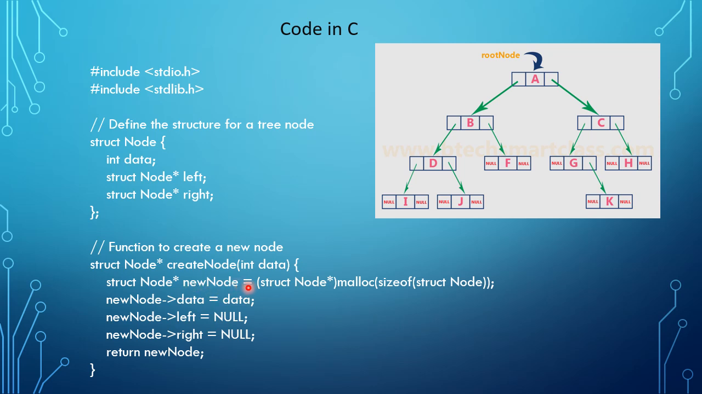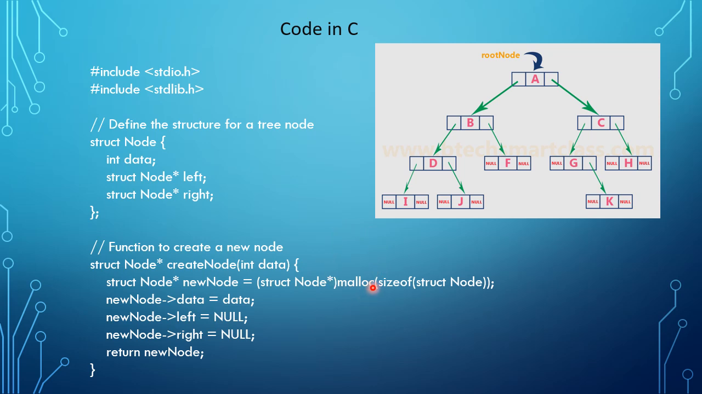First, the new node variable is equal to malloc. What does malloc do? Malloc assigns memory. That means it assigns the number of bytes we are going to give. So we are telling malloc to assign bytes of size of struct node. So what is the size of struct node? Data has 2 bytes, left node also has 2 bytes, and right node also has 2 bytes. So totally 6 bytes of memory is allocated by malloc.